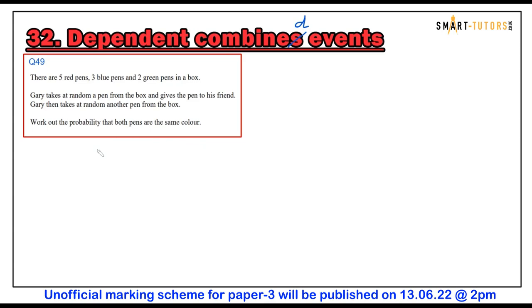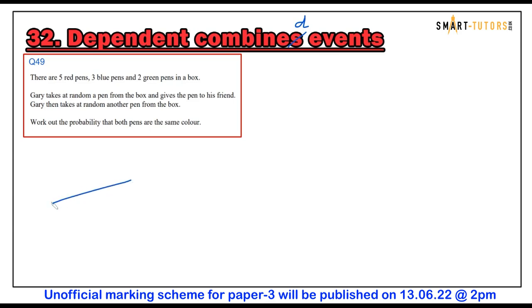So this is called dependent combined events. Why? Because one pen is taken and never put back into the box again. So the second time when you take a pen, that is totally dependent on how many pens are left inside the box. That is how things work here.